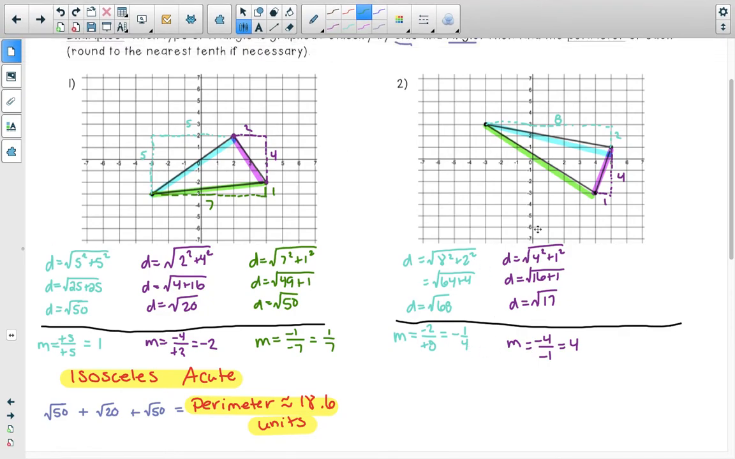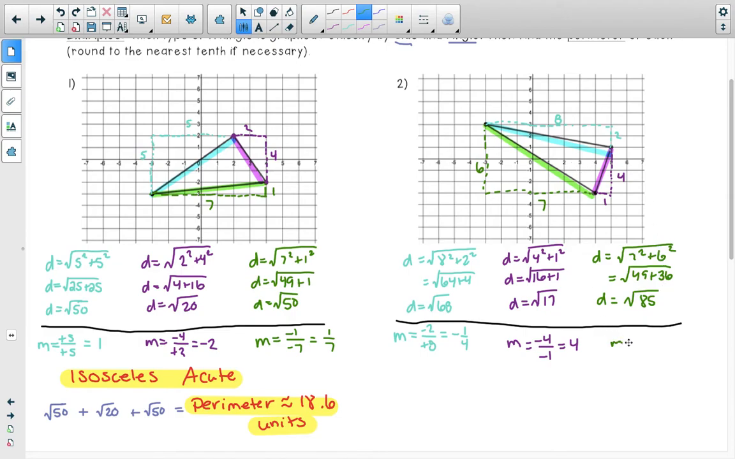And the last one is the green line. We're going to use the Pythagorean Theorem to help us. Counting by ones, 1, 2, 3, 4, 5, 6, 7, a distance of 7. And then 1, 2, 3, 4, 5, 6, a distance of 6. So distance is equal to the square root of 7 squared plus 6 squared, which is the square root of 49 plus 36. So distance is equal to the square root of 85.